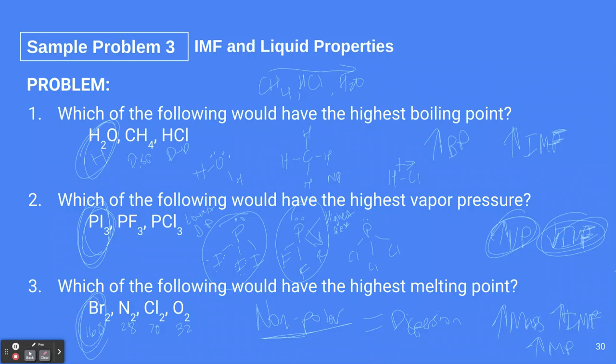And this actually works out if we think about the properties of the periodic table. Remember that bromine is a liquid, and all three of the others are gases. At normal room temperature, bromine is a liquid because it has enough attractive forces to keep those molecules in the liquid phase and not in the gas phase.